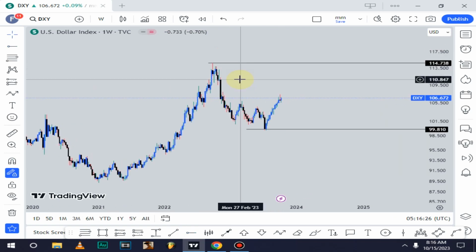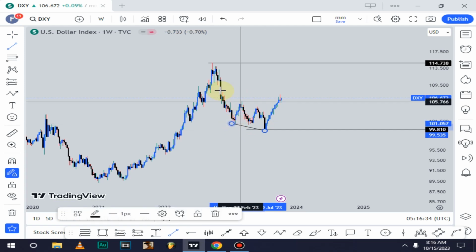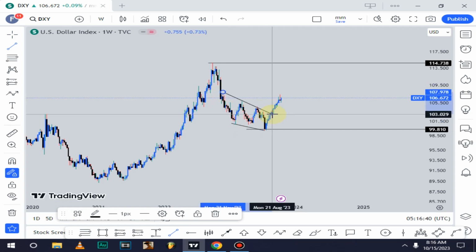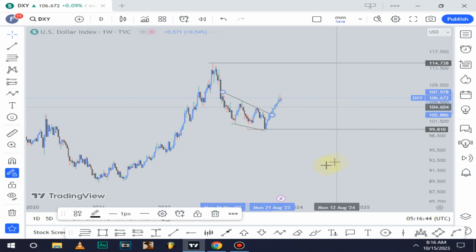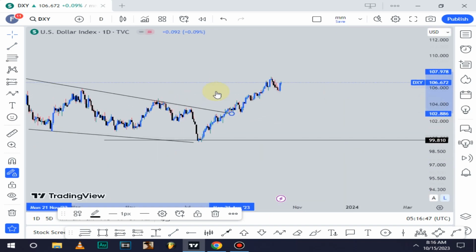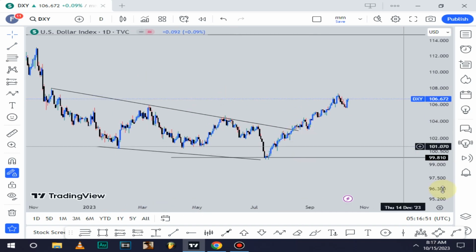Let's first thing, let's do this. We have 1, 2, 3. Let's mark those zones. Okay, 1, 2, 3. Let's now hit the daily. The reason why I'm starting with the DXY is because this analysis will also have gold inside.